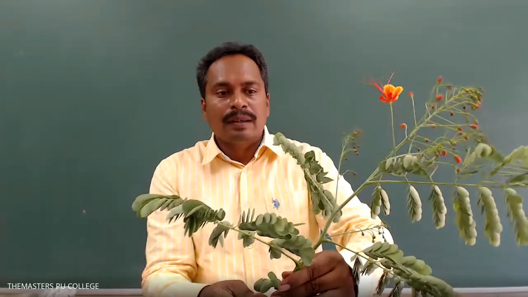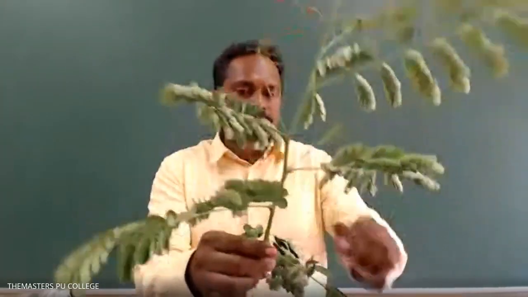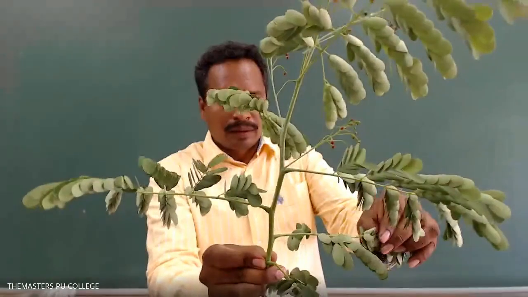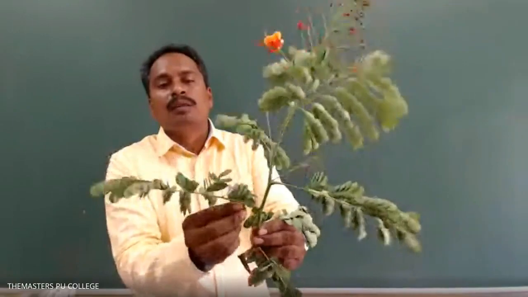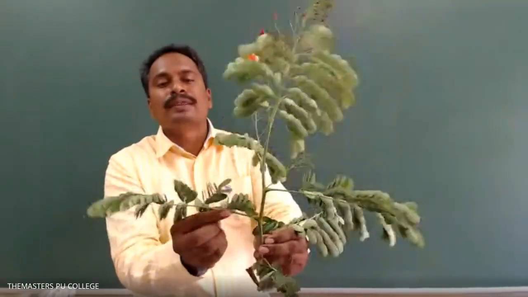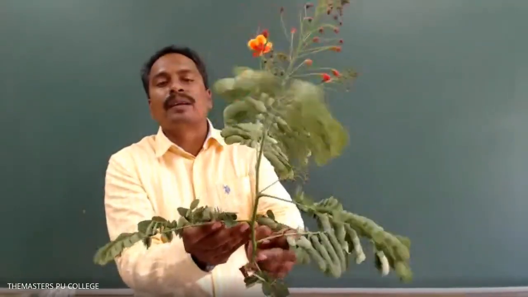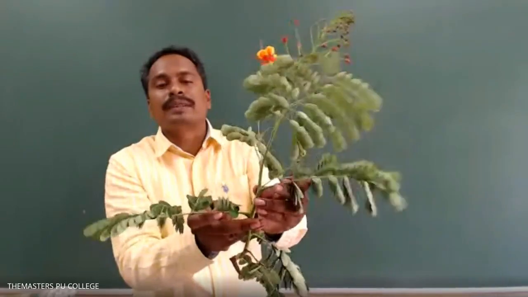How are the leaves arranged on this branch? Alternate manner. Very good. So one leaf arises from each node. These are arranged in alternate manner, alternate to each other.